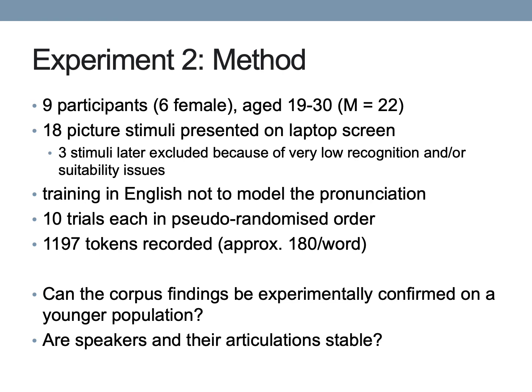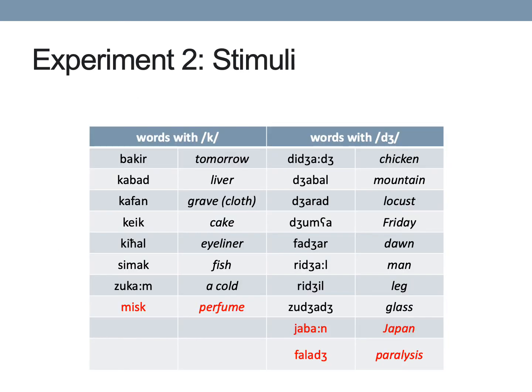To test this, we used the same procedure as in the previous experiment, but recruited 6 female and 3 male speakers aged 19 to 30. We aimed to collect 10 tokens of 18 words from each participant, although some trials had to be excluded. In addition, we collected ultrasound data to investigate whether speakers' articulations of the different variants were stable, and whether they made a stable categorical distinction between the variants. This table presents the list of stimuli, where the words in red are the excluded stimuli.